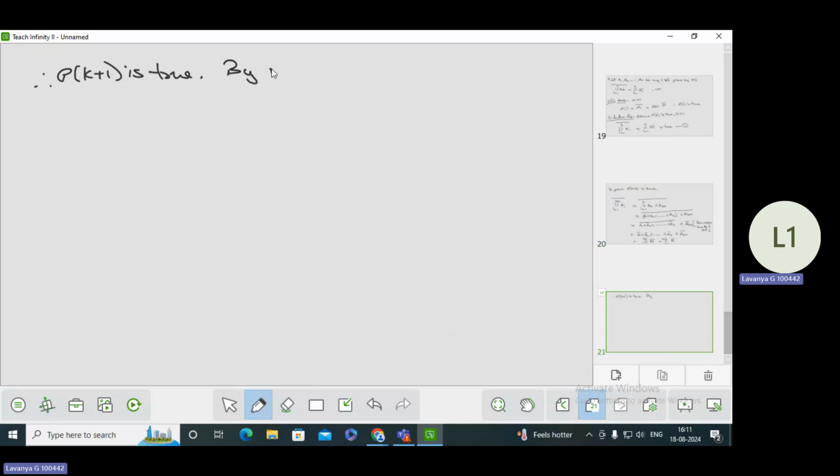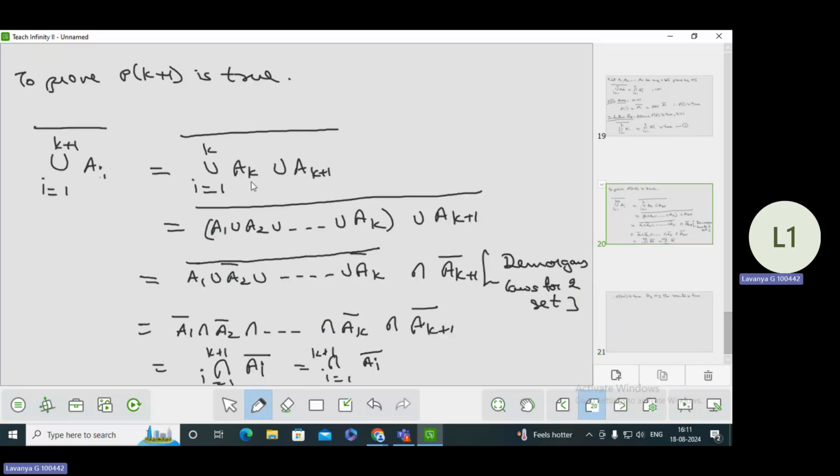So by mathematical induction, the result is true. I hope you understand. We are splitting the k plus 1 set as two sets, one running from 1 to k, and the last one is k plus 1. Then it is now considered as two subsets.